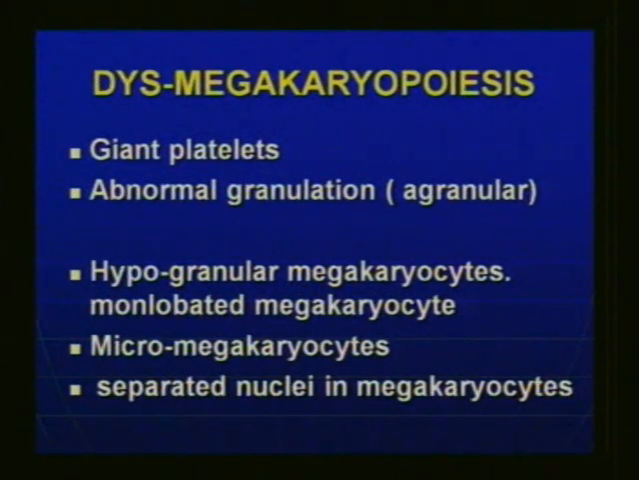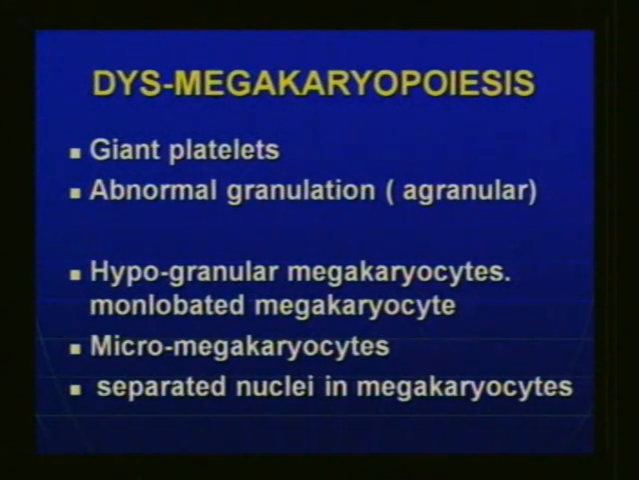Say platelets, they are a sign of this megakaryopoiesis. On the megakaryocytes, you will see hypogranular megakaryocytes. Normally the megakaryocyte cytoplasm is quite granular, similar to a platelet.